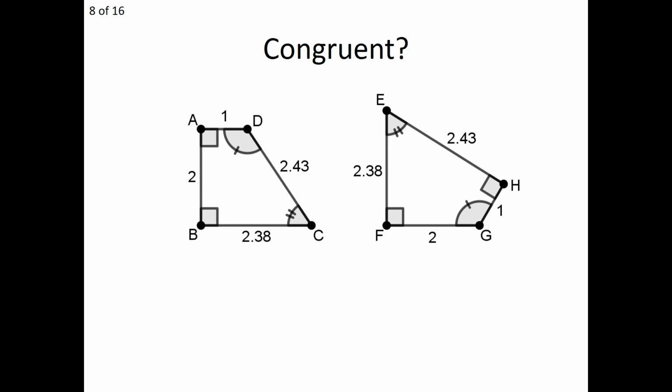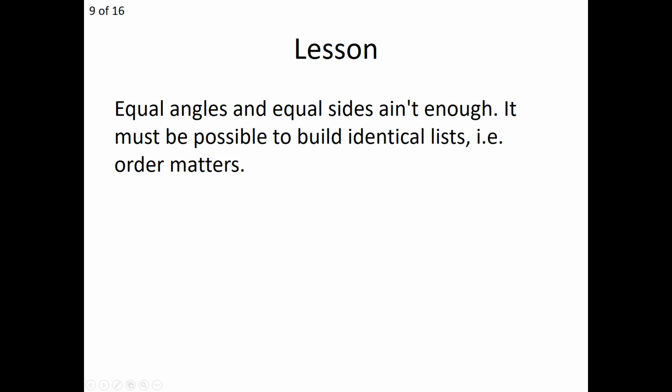So if we take a look, do these polygons produce the same amount of equal angles and equal sides? Yes. All sides of the first are equal to all sides of the second, and also all angles of the first are equal to all angles of the second. But the lists are not in the same order, right? If I were to produce the list of the first and produce the list of the second, yes, they would have the same numbers, but the order of those numbers would not be the same. So here's your second lesson.